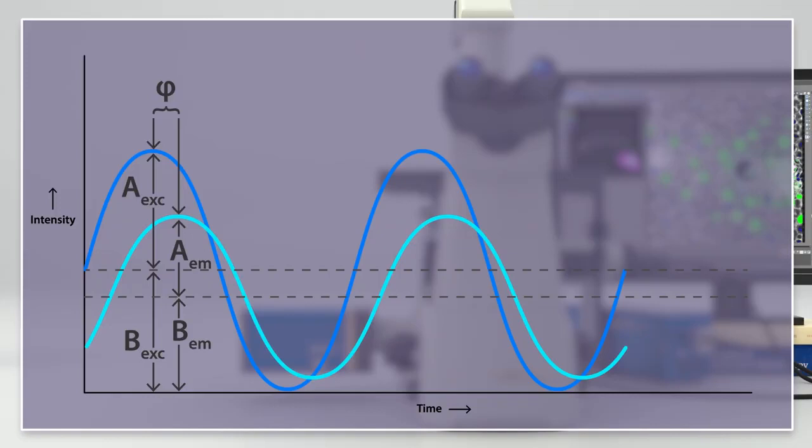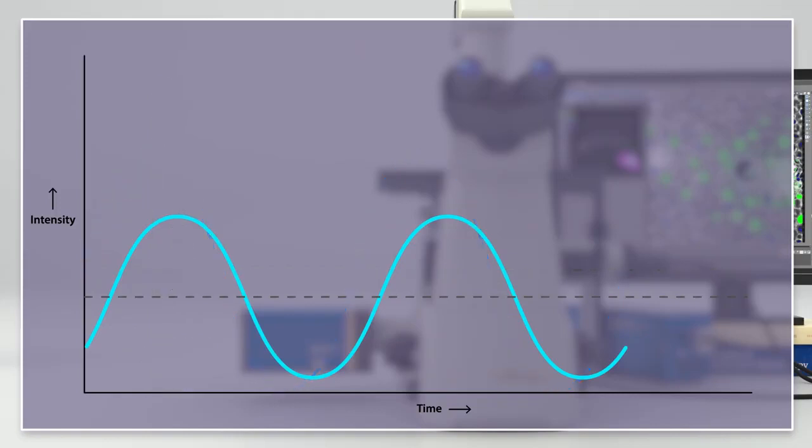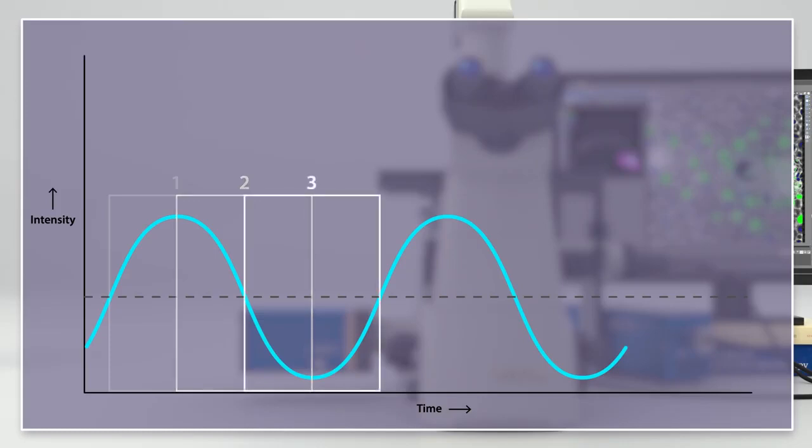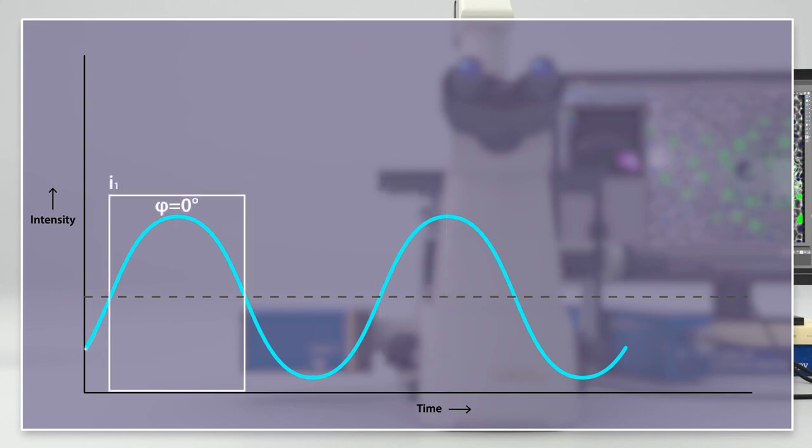These characteristic parameters can be determined by sampling and reconstructing the emission signal by a kind of half-wave integration measured at least 4 different phase angles. The first half-period integration is done at a phase angle of 0 degree, giving the image I1. Subsequently, the next half-period corresponds to a phase angle of 180 degree, resulting in image I3.